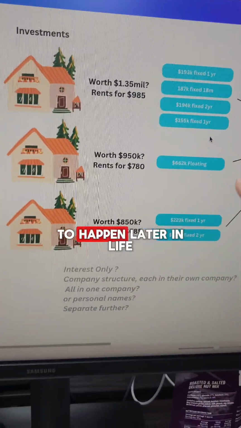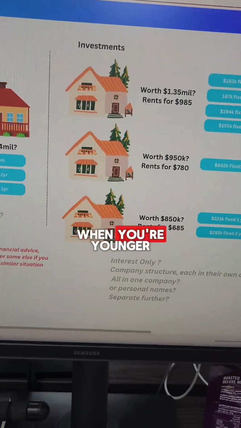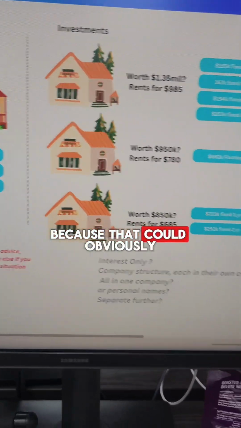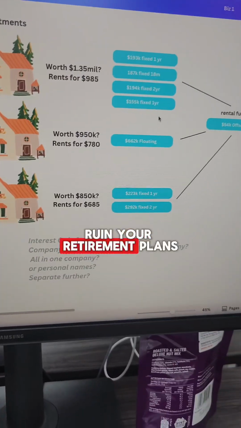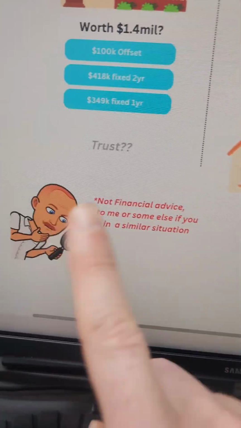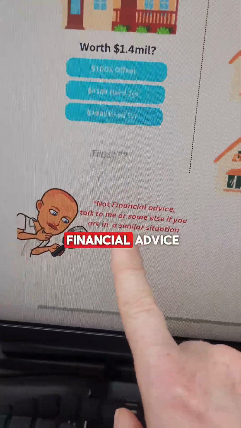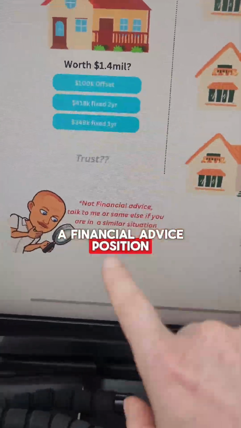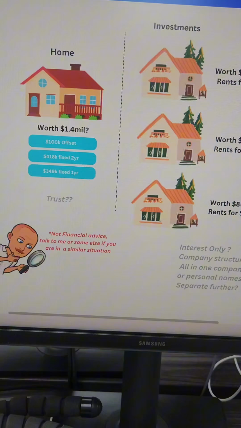So that's very likely to happen later in life, and you want to set it up when you're younger to make sure that doesn't happen, because that could obviously ruin your retirement plans. Yeah, so that's pretty much how I've got it set up. Again, this is not financial advice. Talk to me or someone else in a financial advice position if you're in a similar situation to do this.